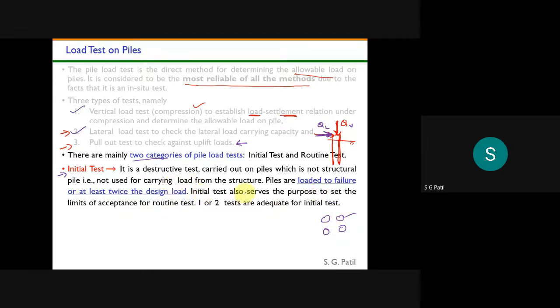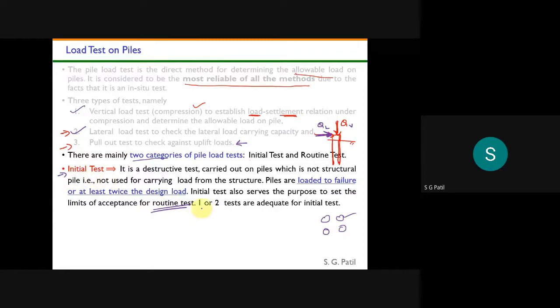So initial tests also serve the purpose of setting the limits of acceptance for a routine test. Okay, so I will discuss this routine test. What I told, there are two categories of pile load test. One is the initial test, and the other one is the routine test. The routine test will set limitations like how many piles you should test. That idea you will get once you do these initial tests.